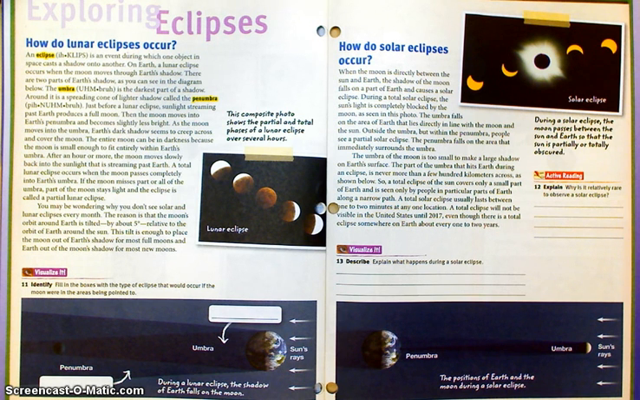A total lunar eclipse occurs when the moon passes completely into Earth's umbra, Earth's darker shadow. If the moon misses part or all of the umbra, part of the moon stays light and the eclipse is called a partial lunar eclipse.